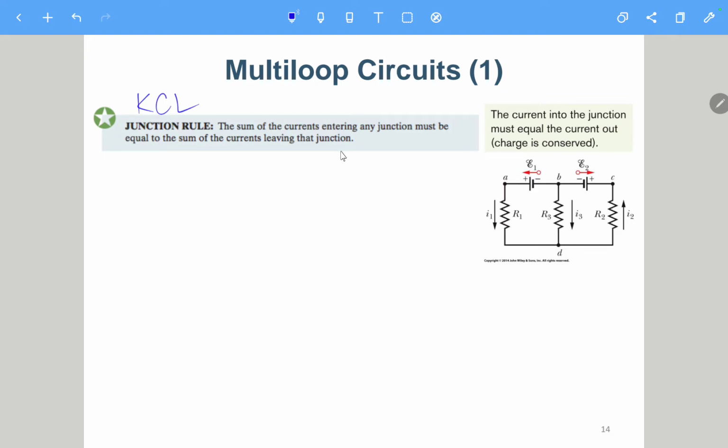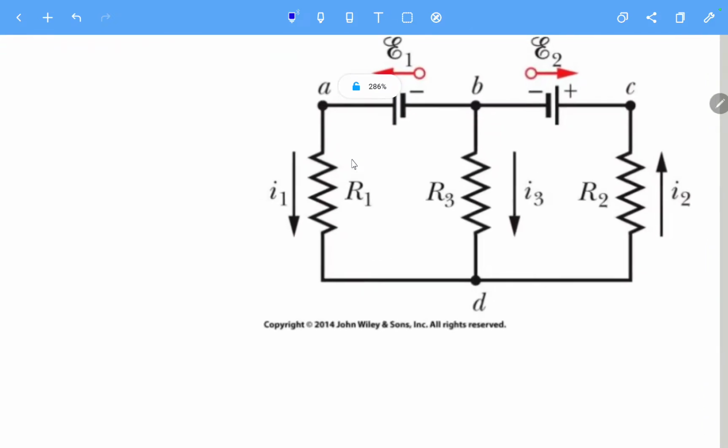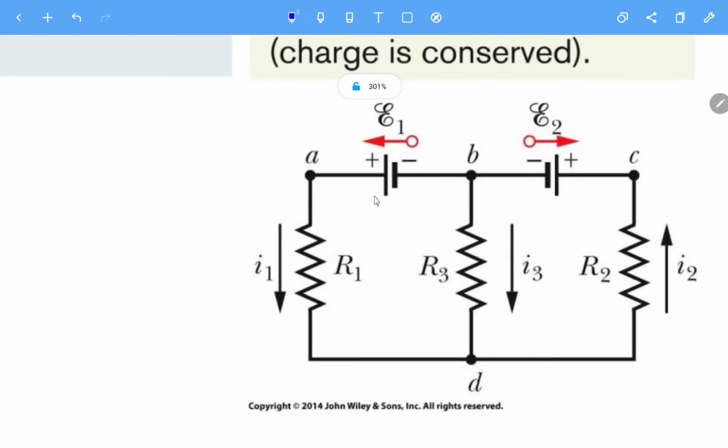So I suppose we have known it in chapter 26. At that time we already knew that. But here we will use it frequently to solve the circuit. Okay, so this circuit is a little bit more difficult.